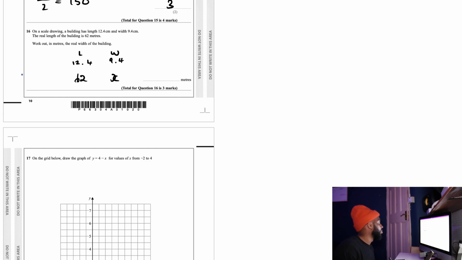So first I'm going to do 62 divided by 12.4. And once I do that, I get 5. So I know to go from length, from the scale drawing to the real length, I need to times by 5. And I'm going to do the same on the other side, times by 5. So 9.4 times 5 is going to give me 47. So the real width for the building is 47 meters.